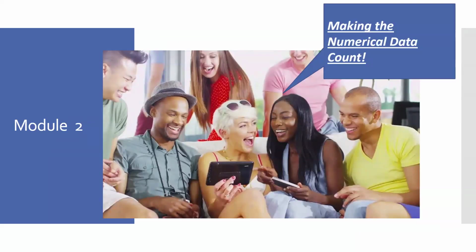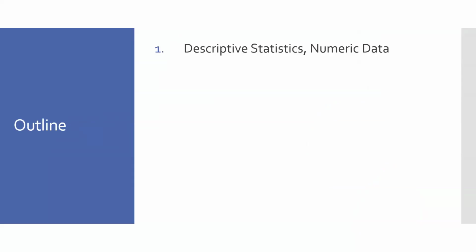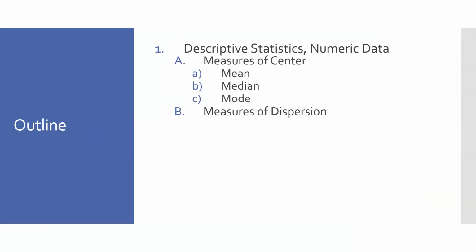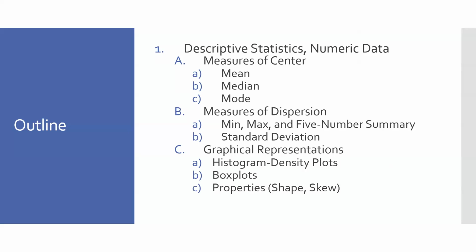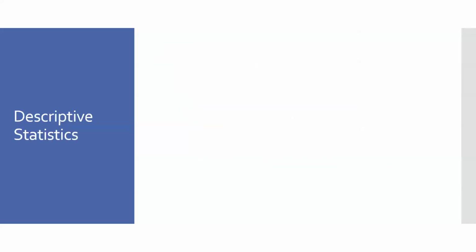We're going to aim at the goal of making numerical data count. I think we can do it. We're going to talk about some descriptive statistics of numerical data, including measures of center, the mean, the median, the mode. We'll also go into measures of dispersion, which involve the minimum, the maximum, and the 5-number summary, as well as standard deviation. And we'll lead into graphical representations using graphs through what we call histogram density plots, as well as box plots. And we'll also look into certain properties, the shape and the skew of these graphical representations, maybe even see a special one here or there.